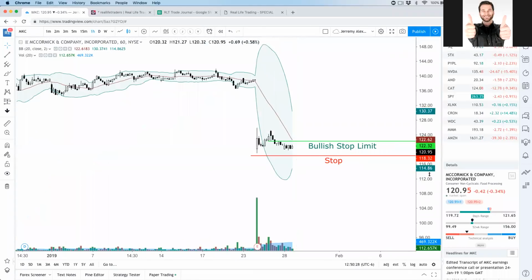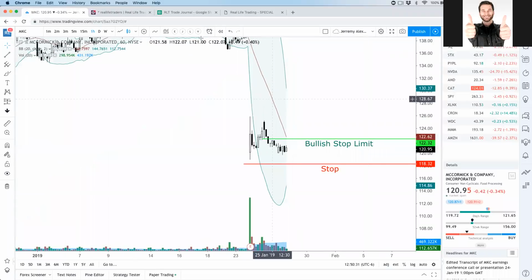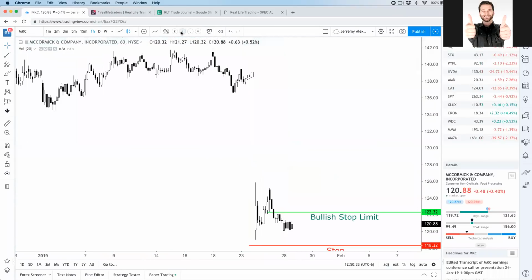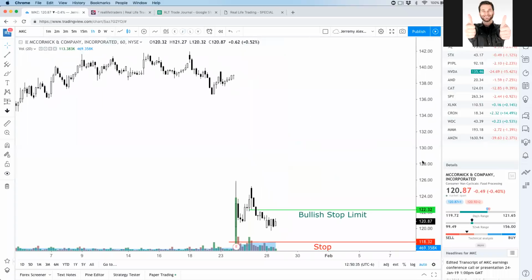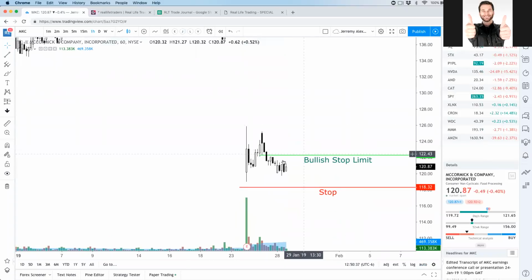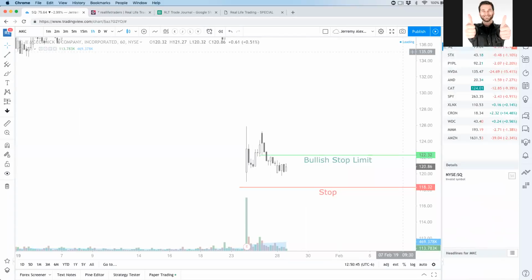So here's the hourly chart. And again, I'm looking at this one from a bullish perspective. Obviously, the trend does look a little bit bearish, no arguments there. But if we can break above, I think the risk reward is relatively decent on this one. And it would be a fade higher on MKC.